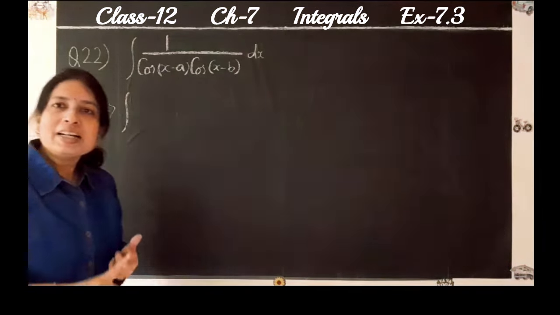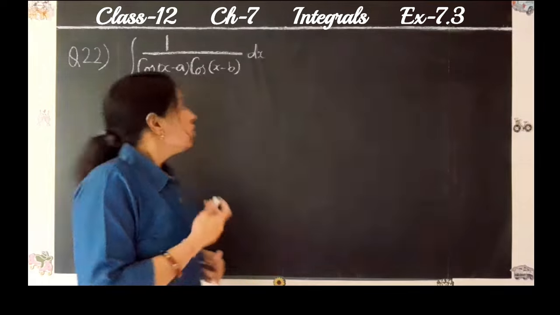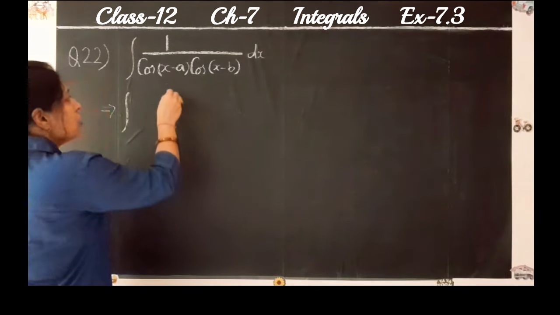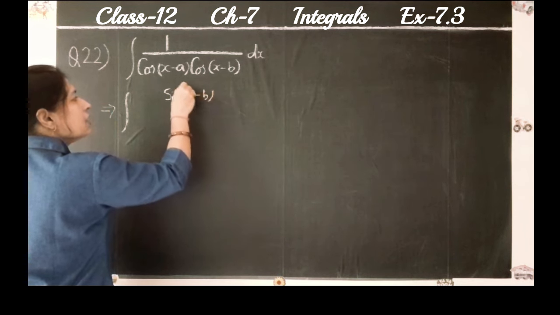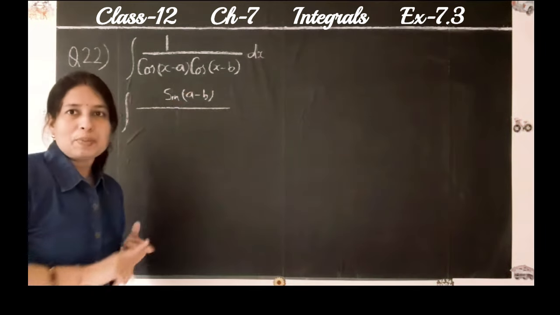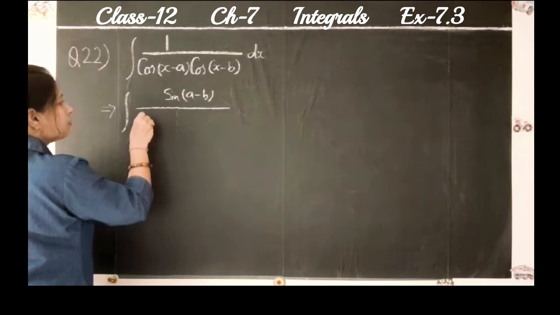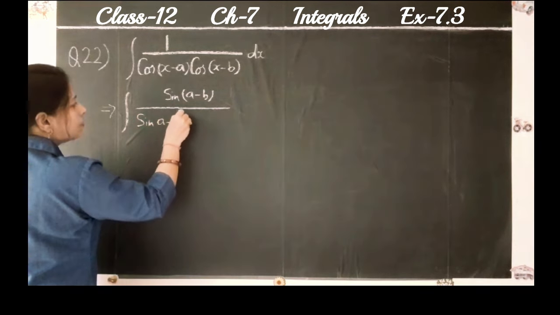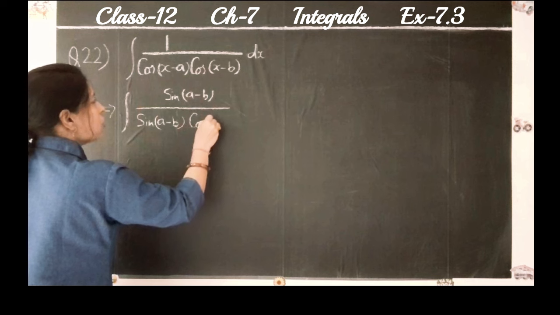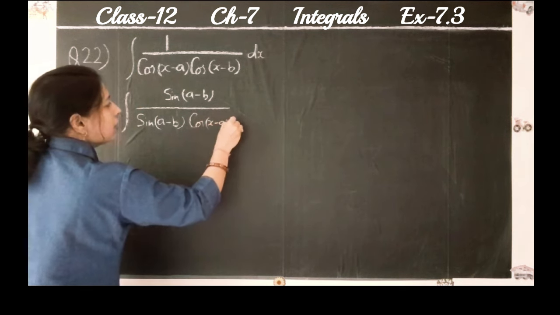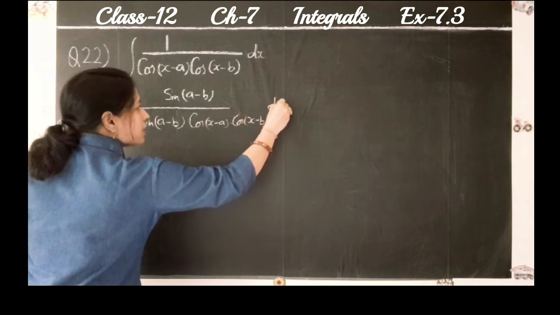तो सपोज साइन का कांस्टेंट फंक्शन हम क्या ले लेते हैं, साइन a माइनस बी ले सकते हैं या साइन b माइनस ए. तो I am taking sin a minus b. So first write here sin a minus b. साइन a माइनस बी से मैंने मल्टीप्लाई किया तो साइन a माइनस बी से हम इसको डिवाइड भी करेंगे. Write this as it is, this one cos x minus a into cos x minus b, dx.